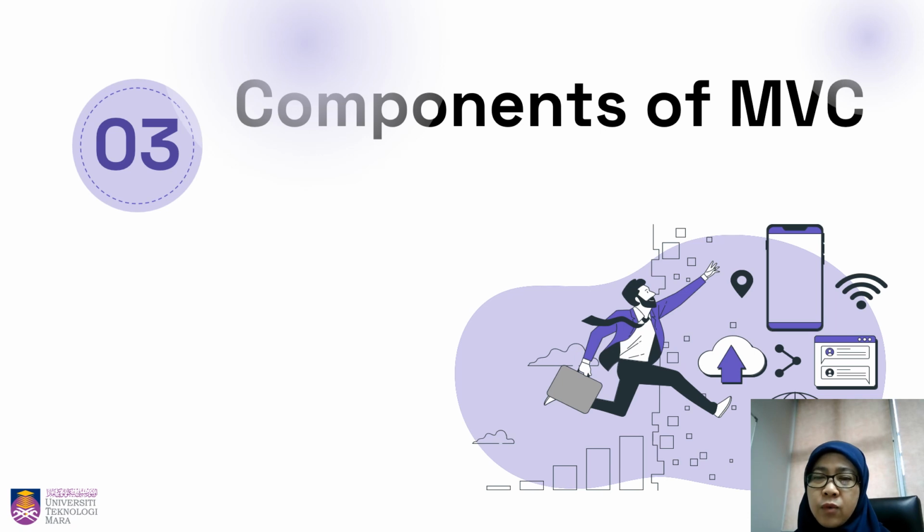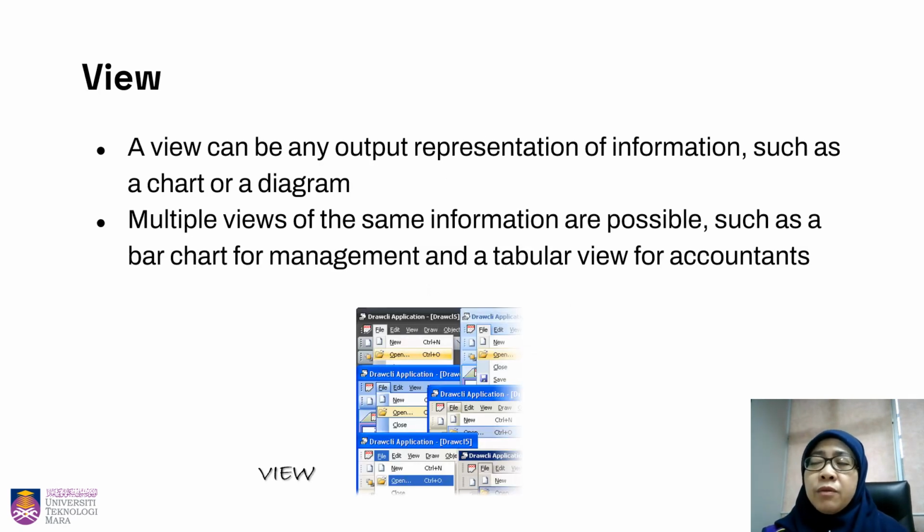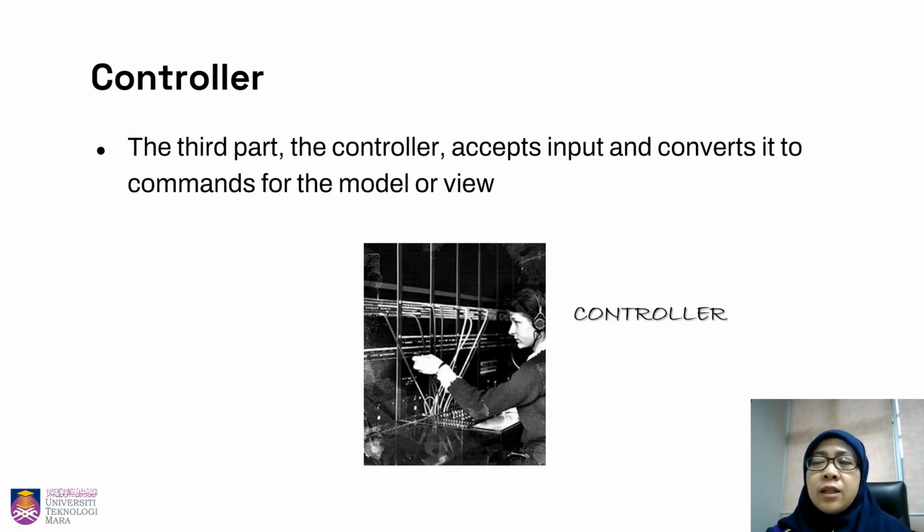Components of MVC. The model basically represents the data and business logic of an application, while the view is responsible for presenting the data from the model to the user and capturing any user interaction. The controller will act as an intermediary between the user interface, which is the view, and the data or business logic, which is the model of an application.